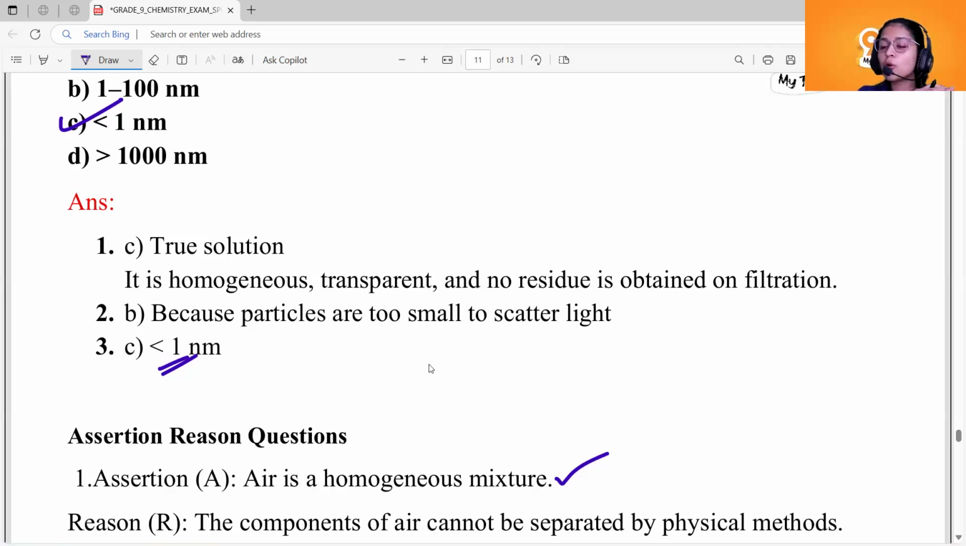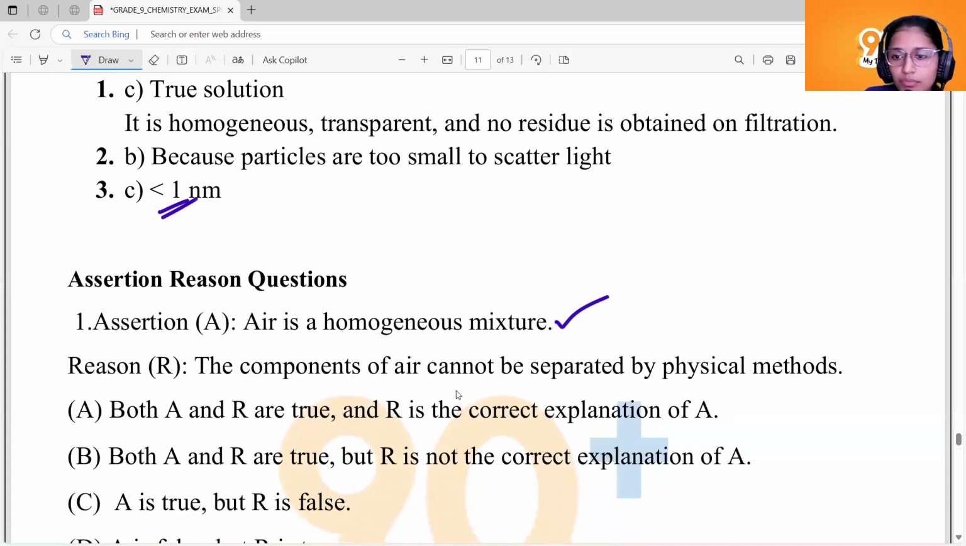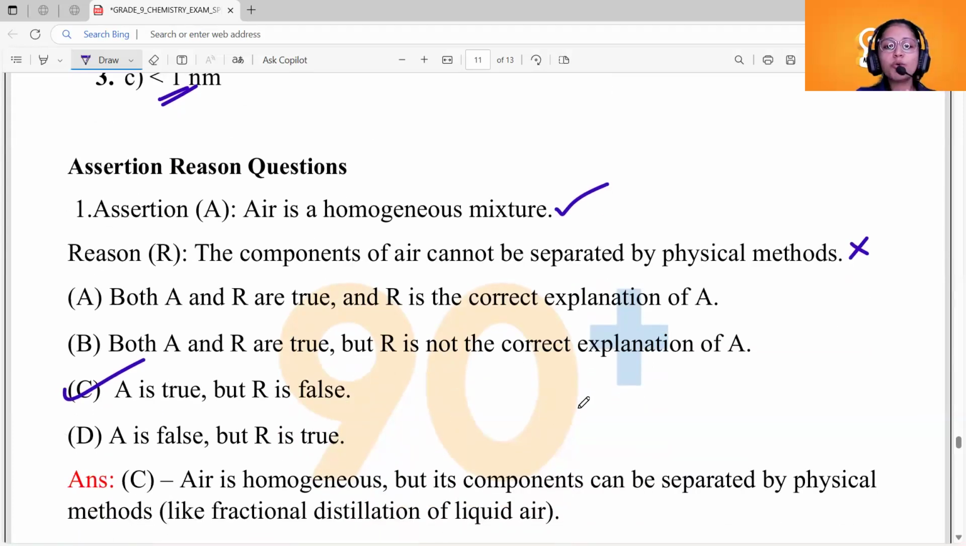That does not mean that homogeneous mixtures cannot be separated by physical methods at all. Simple example, salt solution, salt and water. How do you separate it? You simply boil it, right? So we can employ physical methods, but filtration or methods that employ size criteria as a factor, that we cannot use. Components of air are actually separated by fractional distillation, which is again a physical method. So which option is correct? The assertion is true and the reason is false. Air is homogeneous, but its components can be separated by physical methods like fractional distillation.